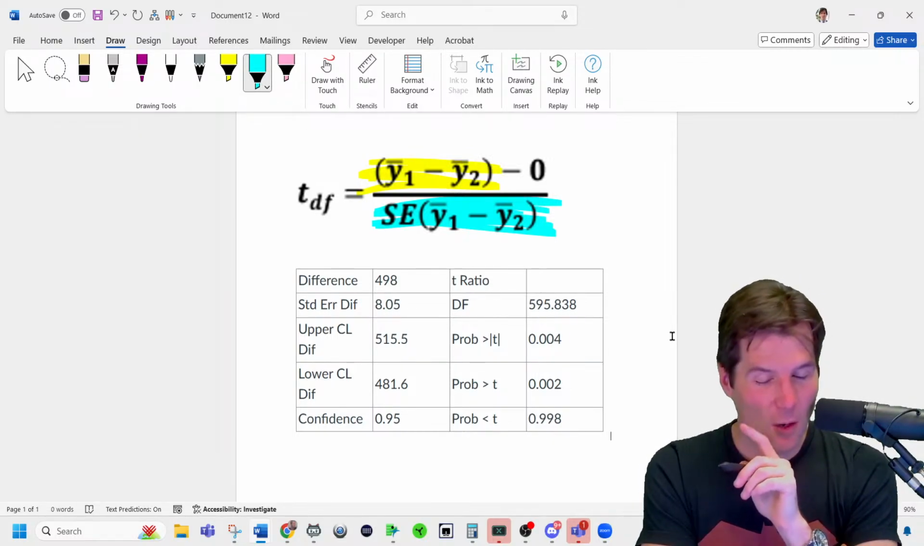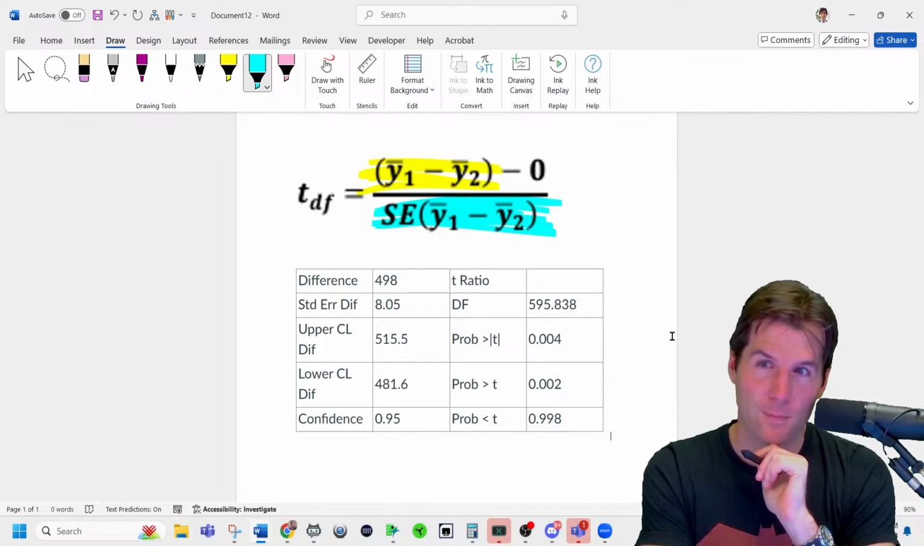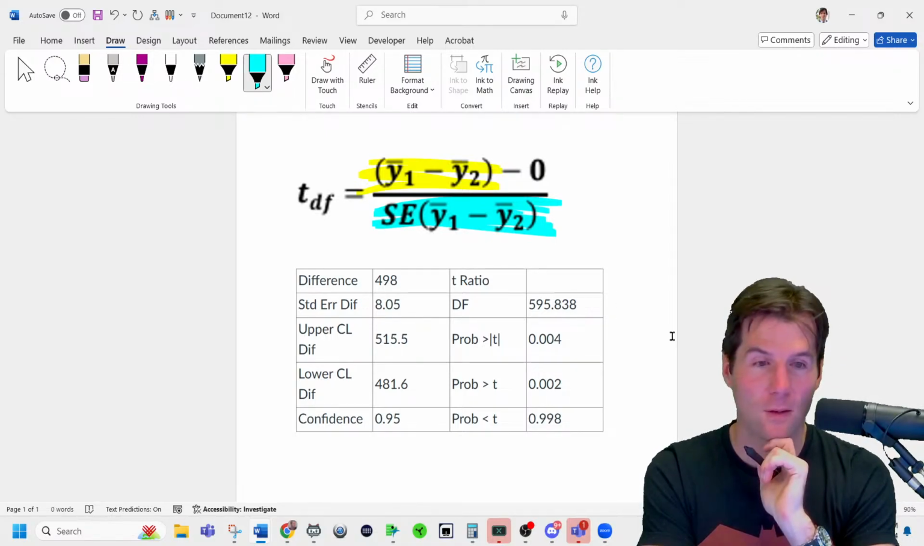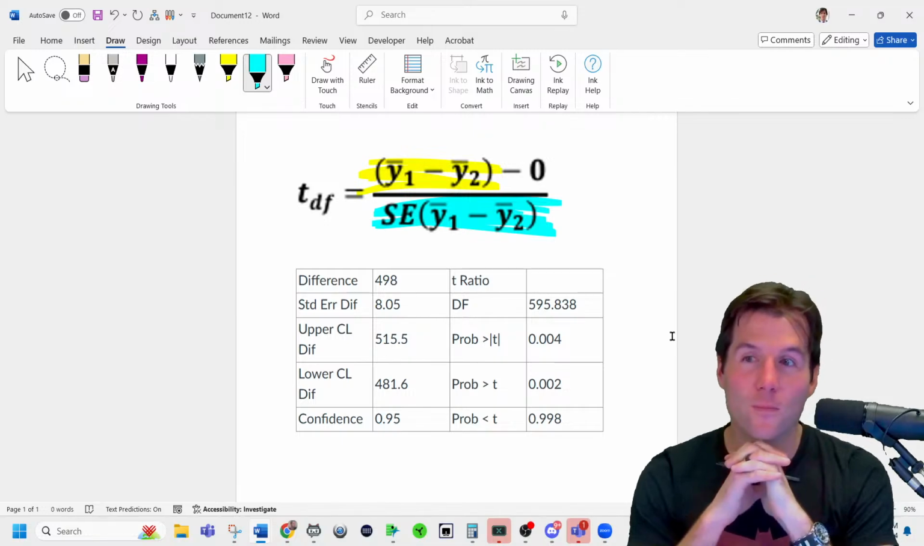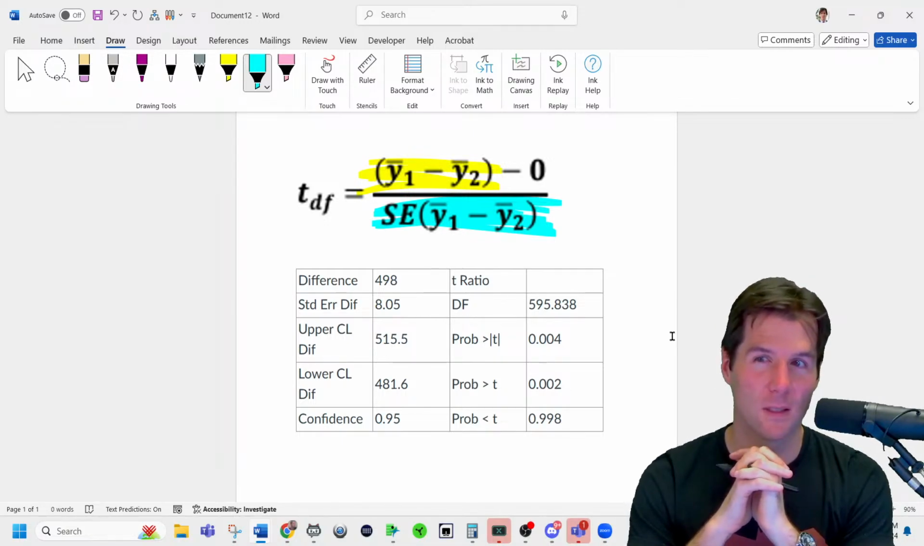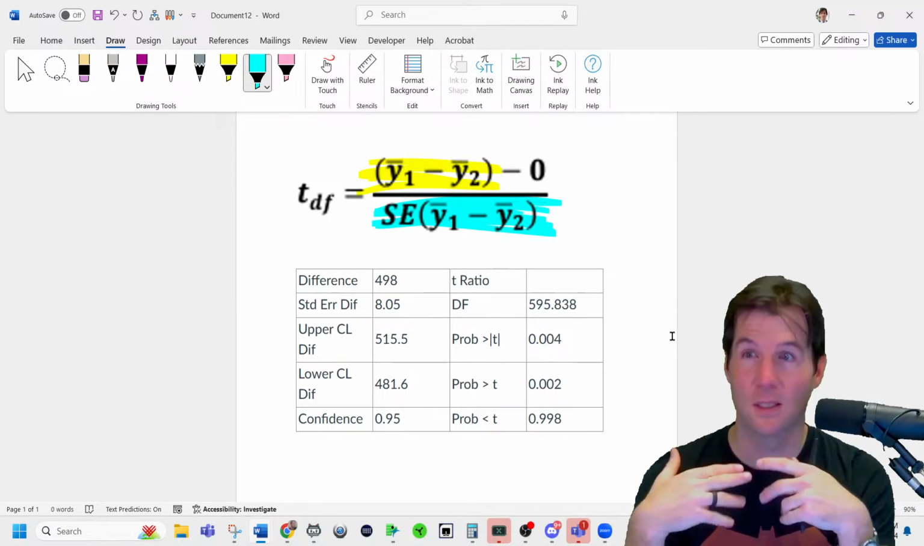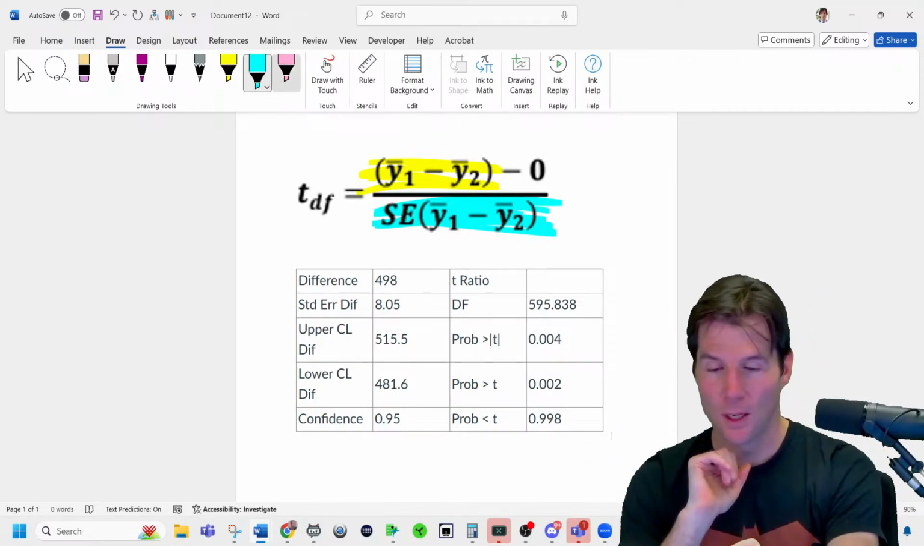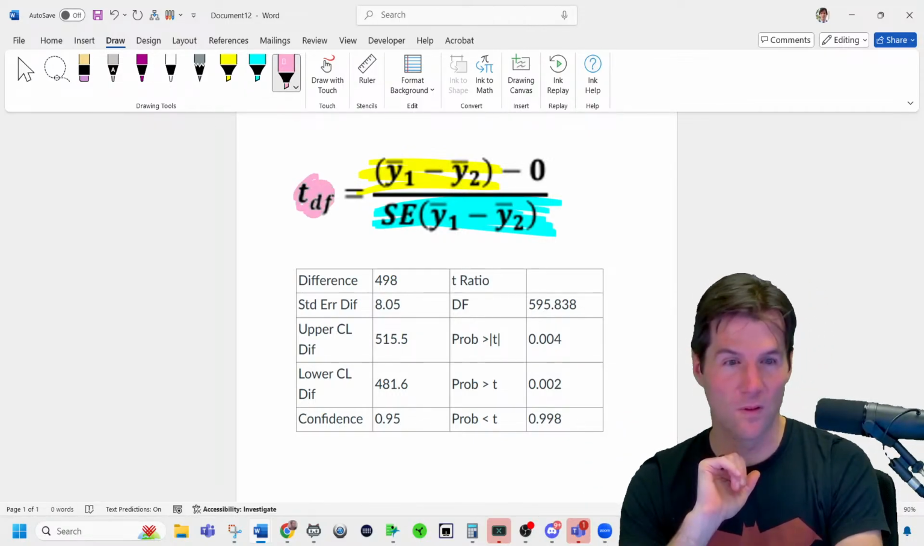When you see it, it even calls it a T ratio. What do you think we do? How do we find that test statistic? The test statistic is the T ratio. So this value right here is what we want to find.